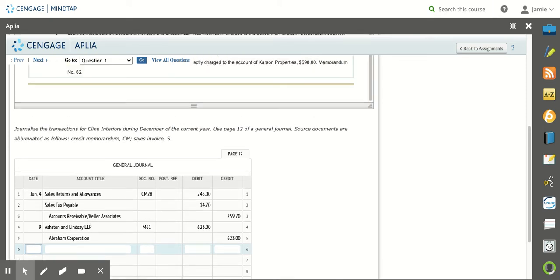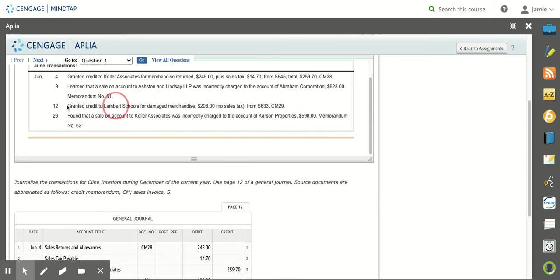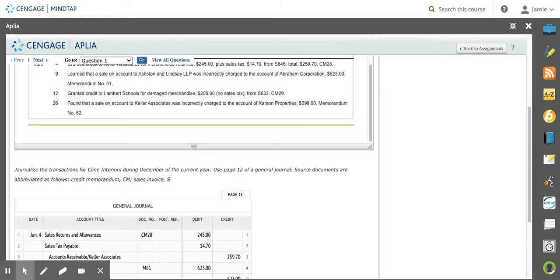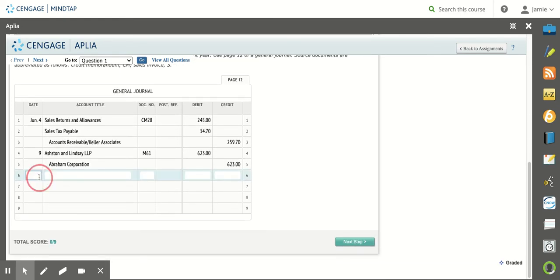Our next transaction on the 12th, we granted credit to Lambert Schools for damaged merchandise. So we sold them damaged merchandise, they're returning it, and we need to credit their account for $206. So they are schools, so we don't charge them sales tax. So it is not as long of an entry as our first one on June 4th. Credit memorandum number 29 for $206.